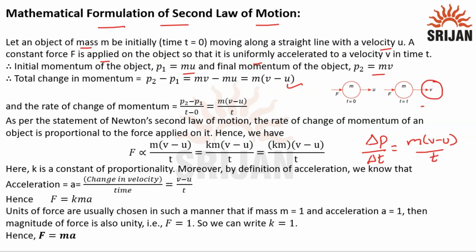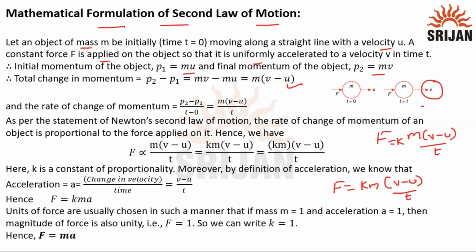Now, according to Newton's law of motion, the rate of change in momentum is directly proportional to the force. That means F is directly proportional to m(v minus u) divided by t. We will take equals and use k as the constant. So F equals k m, times (v minus u) divided by t.